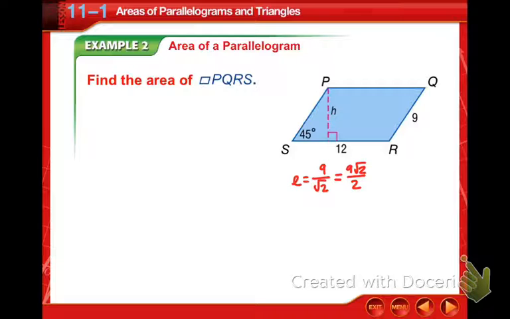So now we're going to use that as our height. We have our height, we have our base, we just need to find area. So area is equal to base times height. Our base is 12. Our height is 9 square root 2 over 2. So 9 times 12 is 108.